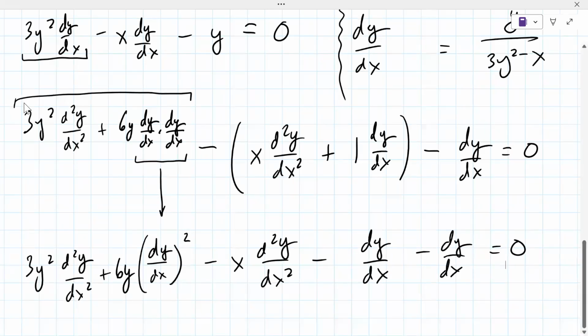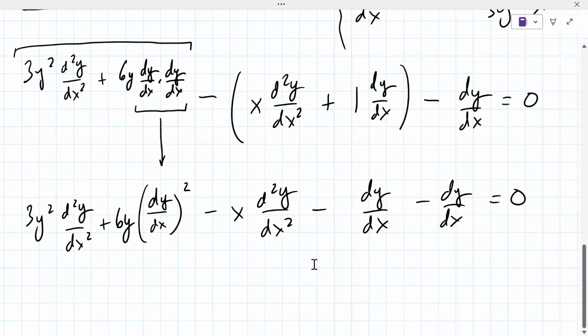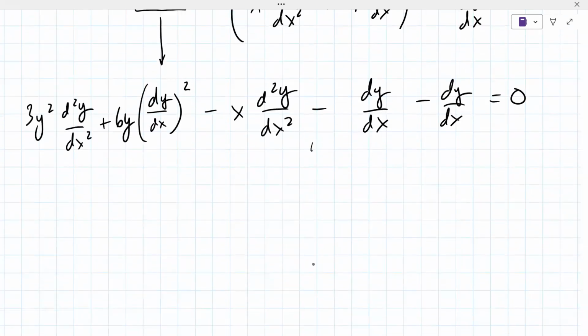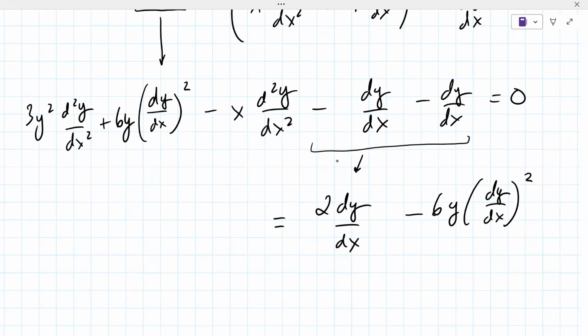Now you move anything that's not a d squared y dx squared term over to the other side of the equation. It's a little weird. The dy dx is negative, so you add it, and you get 2 dy dx on the right. Is that clear? That comes from this first one. And then you subtract 6y dy dx squared like that.